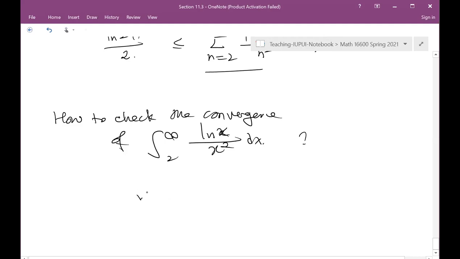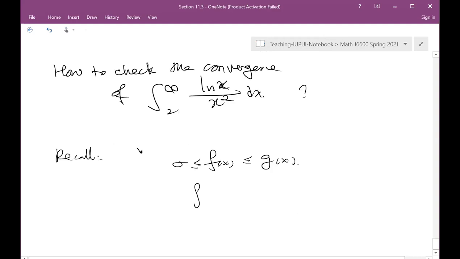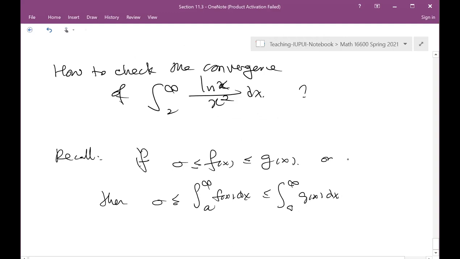So for convergence, remember we have the following theorem. Recall that, right? If f of x is greater than or equal to 0 and less than g of x, then we have the integral from a to infinity of f of x dx less than the integral of g of x dx. This is on the interval from a to infinity. So that means if the one on the right-hand side is finite, then the one on the left-hand side is finite.